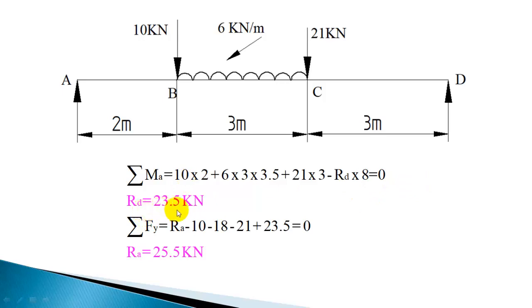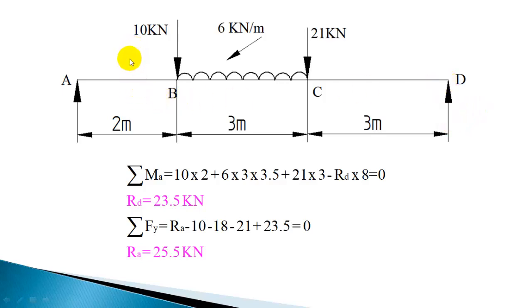Now from that you get RD, the reaction at D, as 23.5 kilonewton. Once you get RD, you can sum up the forces in the vertical direction, sigma Fy. That will give RA minus 10 minus 18, the resultant of the UDL, 6 into 3, minus 21 plus RD, which is already known, 23.5, equal to 0. You will get RA as 25.5. So the reaction at A is 25.5 kilonewton, and at the other end it is 23.5.